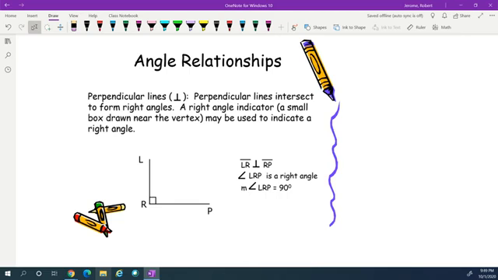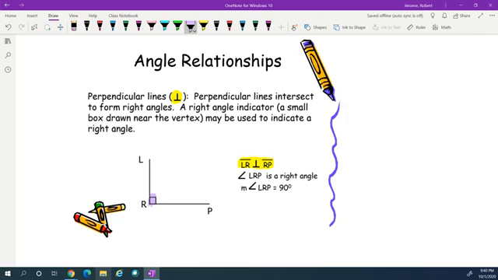Perpendicular lines. Now, even though we're talking about lines, it falls under angle relationships because the important thing about perpendicular lines is that they make a right angle. So we have a couple things going on here. The symbol for perpendicular, something you need to know. So, for example, segment LR is perpendicular to segment RP. That means that they form a right angle, and we can see the right angle box being used. And if it's a right angle, then the measurement of that angle is 90 degrees.